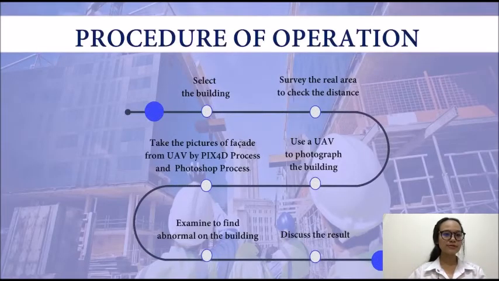For our procedure of operation, the first step is to find a building to inspect and visit the area to survey the area around the building, to see the distance the unmanned aerial vehicle can reach at each corner of the building before the flight. Then we use the unmanned aerial vehicle to fly and collect images, and enter the process of combining images to create an auto facade by using Adobe Photoshop and Pic4D. Then we visually inspect the surface of the building and discuss.